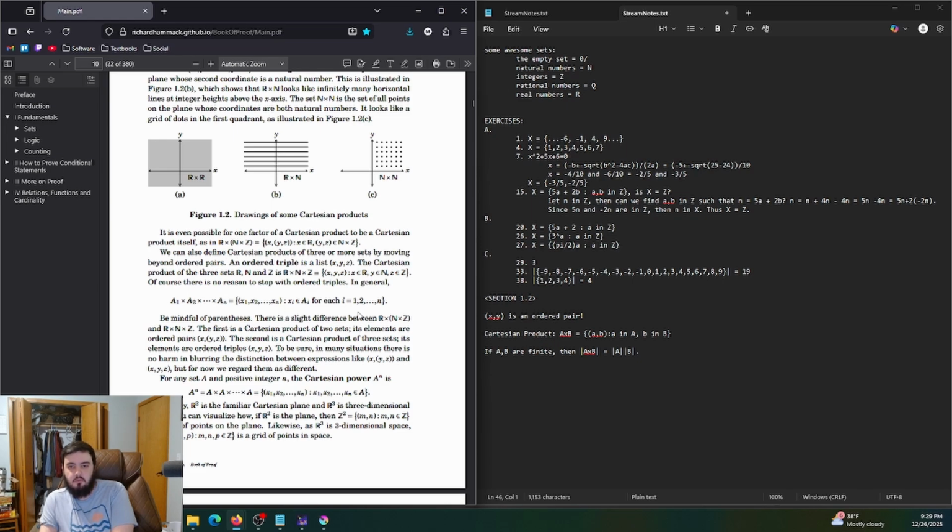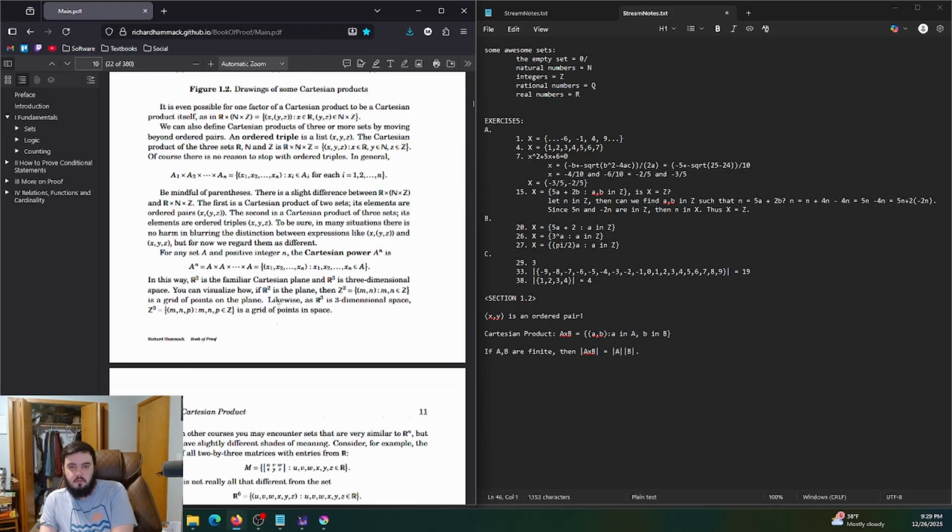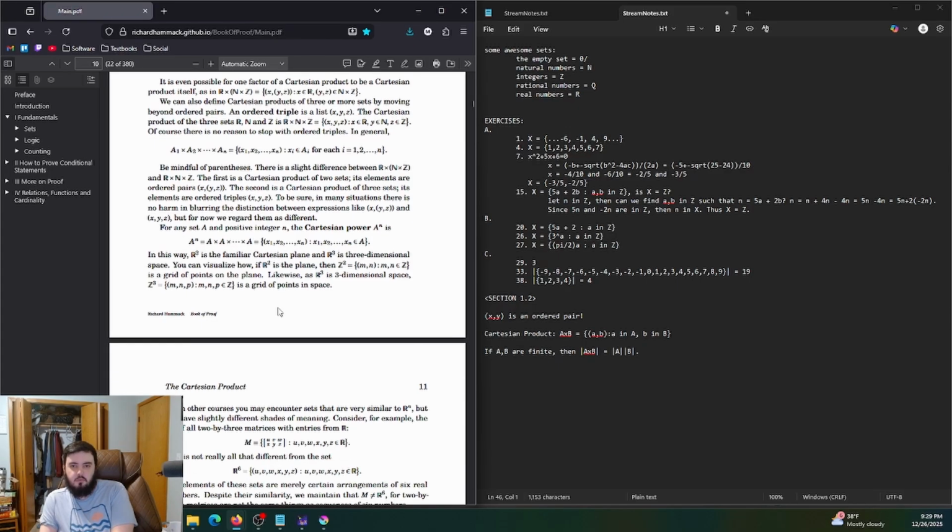An ordered triple is a list. Cartesian product of three sets. Mindful of parentheses, there's a slight difference between (R cross N) cross Z and R cross N cross Z. The first is a Cartesian product of two sets. Its elements are ordered pairs. The second is a Cartesian product of three sets. Its elements are ordered triples.